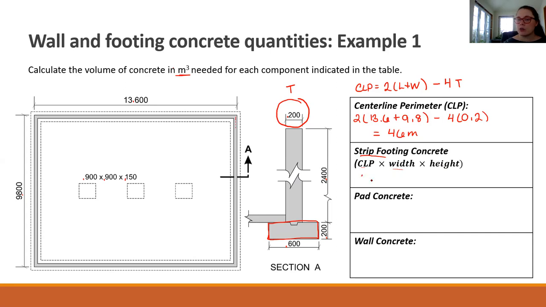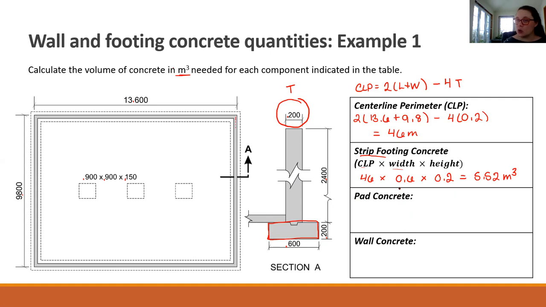So we're going to end up with 46 times the width of it is 0.6 meters. And notice I'm using 46 meters, 0.6 meters, and 0.2. I'm not using millimeters anywhere. And we're going to get 5.52 meters cubed. Nice, easy calculation. How much concrete is needed for the pads?